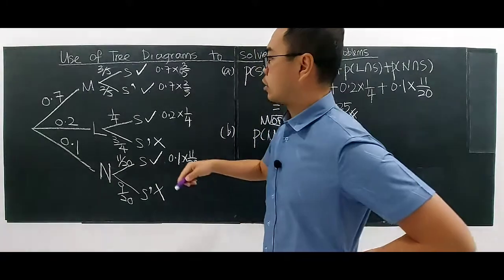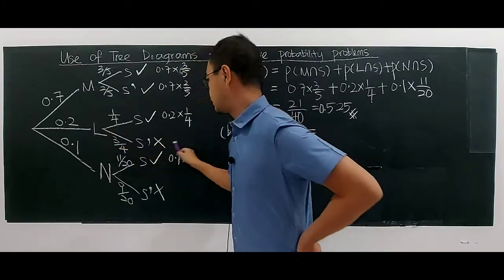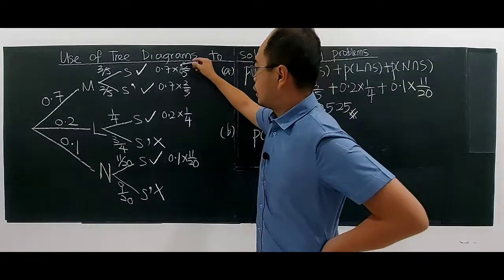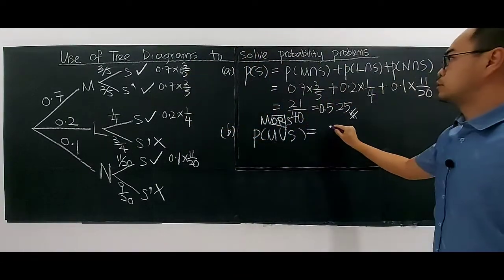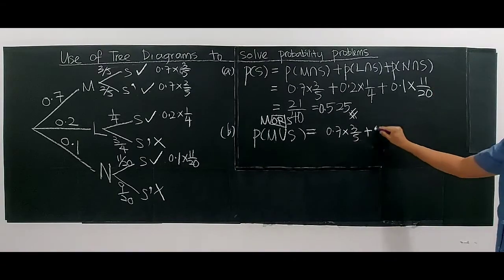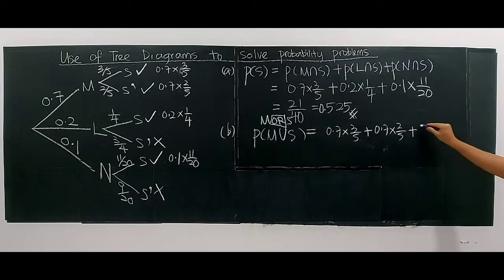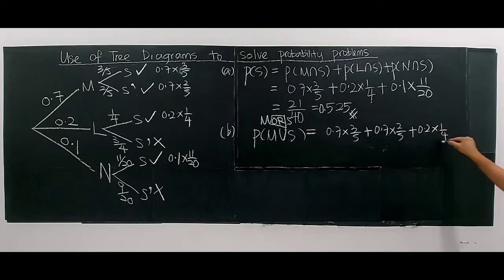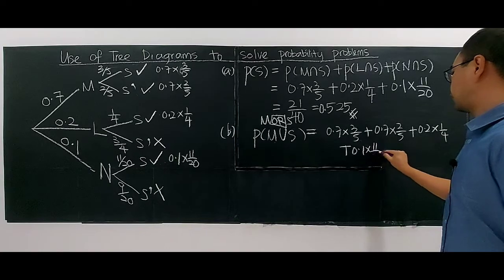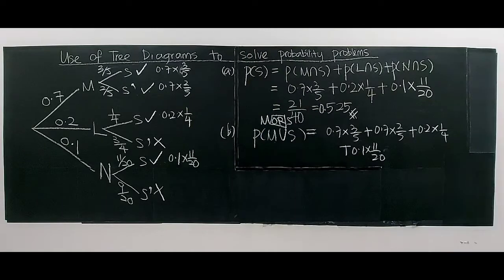If you still remember when I talked about the tree diagram, if you add up all the probabilities here, you are getting 1, right? So never mind, now you just add up all of this. 0.7 multiply 3 over 5, plus 0.7 multiply 2 over 5, and 0.2 times 1 over 4, and 0.1 times 11 over 20, right? Add up these 4, alright?